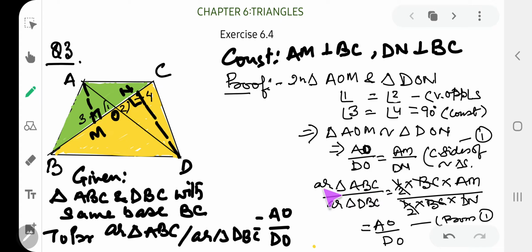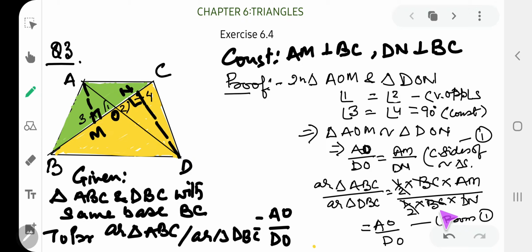Now we need to find out the area of triangle ABC upon area of triangle DBC. Let's apply the formula for area of triangle, half base into height. So for triangle ABC, base is BC, height is AM. Therefore, we can write half into BC into AM. And similarly for triangle DBC, base is BC and height is DN. Therefore, we can write half base into height.